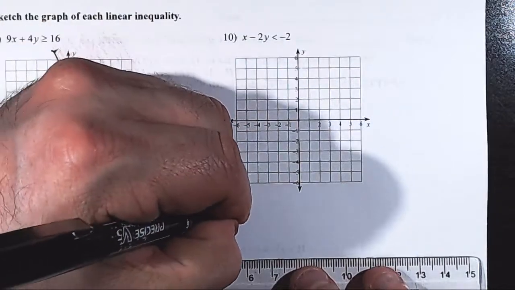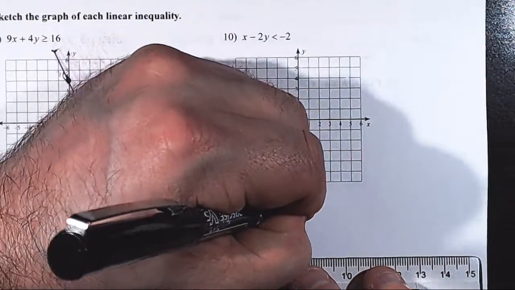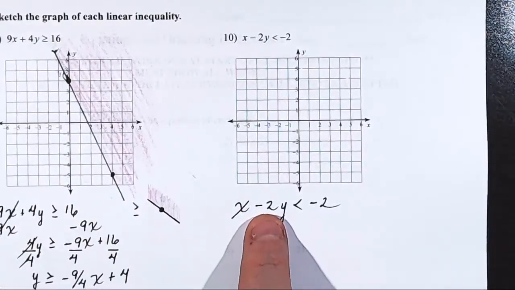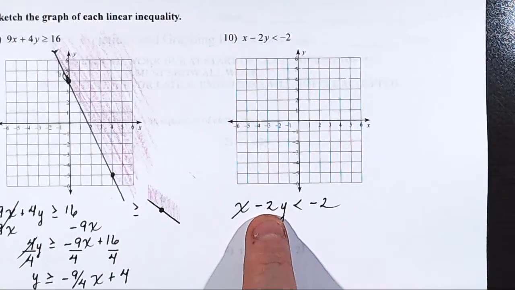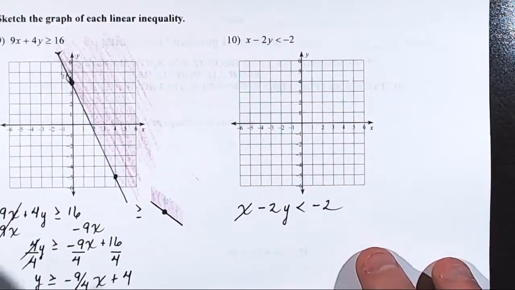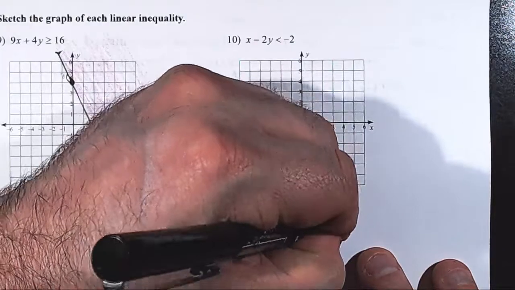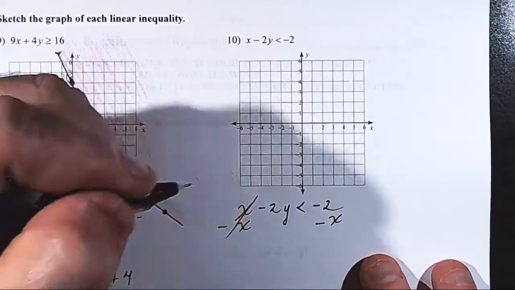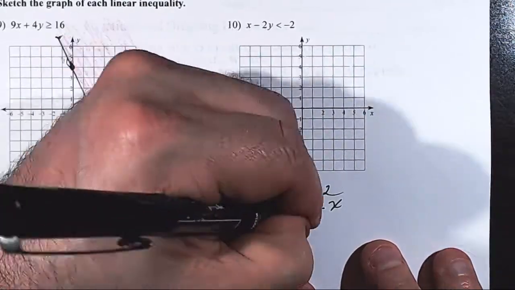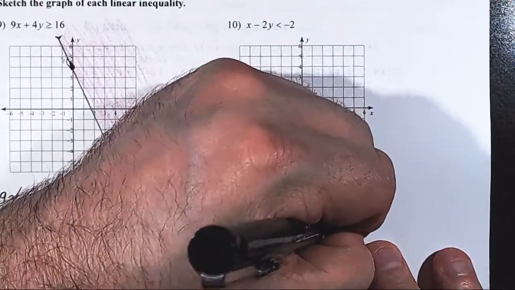So we'll start by rewriting it. x minus 2y less than negative 2. I'm looking ahead in the problem. I can already tell I'm going to have to divide by a negative, but we'll get there. First, I'm just going to get y by itself. First, I'll subtract x from both sides, just like that. I'll write negative 2y less than negative x minus 2.